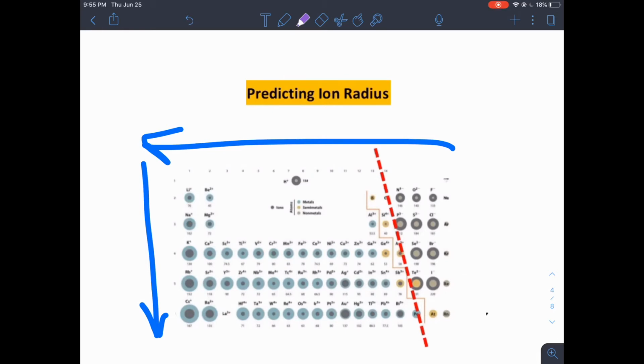Look at period 3. The ionic radii decrease as we move from sodium to silicon. The next element is phosphorus, a nonmetal. Its ion is larger than silicon's, but the trend of decreasing size remains for the three nonmetal ions in the same period: sulfur, chlorine, and argon.